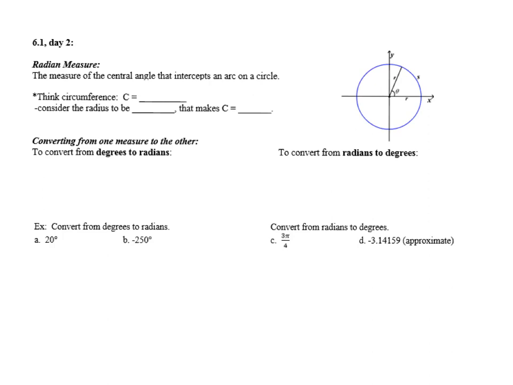6.1, Day 2. The other common measure that we'll take a look at in trigonometry is called radian measure. A radian is the measure of a central angle that intercepts an arc on a circle. If you look at the picture on the right, a radian is going to represent distance. And you're looking at the distance on the circle covered by the measure of the angle on the inside.